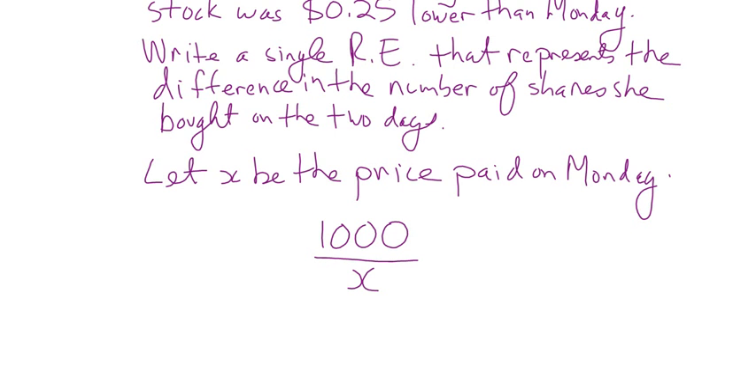That's how many shares she bought on Monday, right? It was $2 a share, 1,000 over 2 is 500. Did she get more shares on Monday or Tuesday? Tuesday. So let's subtract that from the number of shares on Tuesday, which is what? x minus 0.25. Exactly.